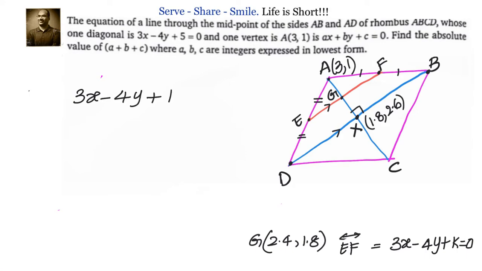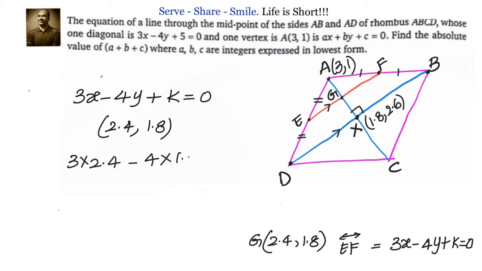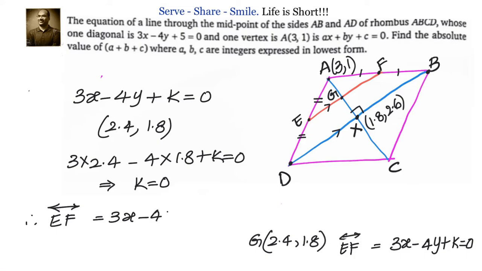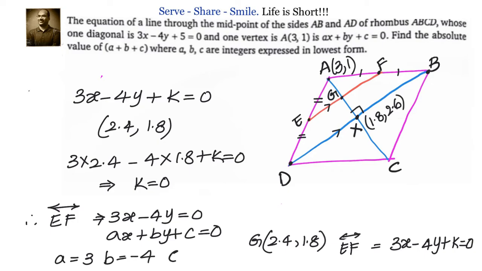Now let us substitute this in the equation of EF, 3x minus 4y plus k equals 0. Substitute (2.4, 1.8). We will get k equals 0. So the equation of EF is 3x minus 4y equals 0. Comparing this with ax plus by plus c equals 0, we can see that a is 3, b is minus 4 and c equals 0.